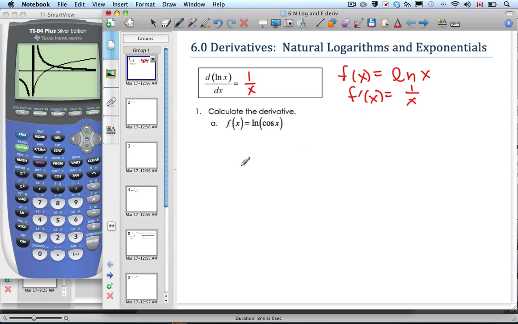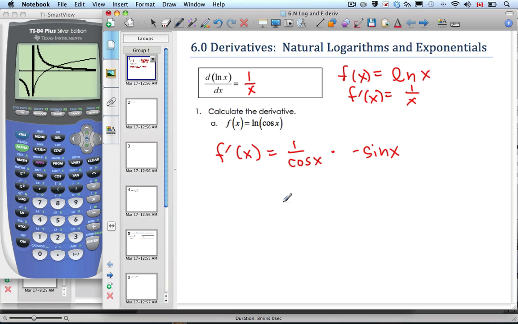Let's actually calculate our derivative. This is a chain rule situation, so I've got an inside function and an outside function. Let's first take the derivative of the outside function. The derivative of the natural logarithm of x is 1 over x, so 1 over cosine of x. Now multiply it by the derivative of the inside, which is negative sine.